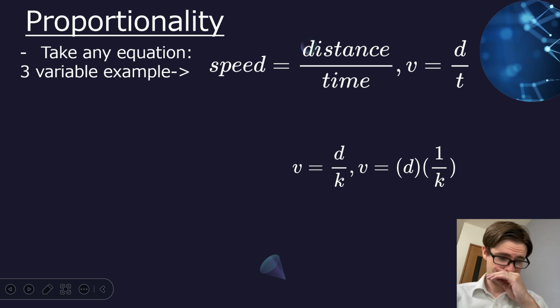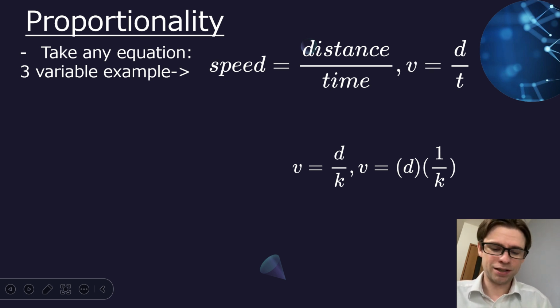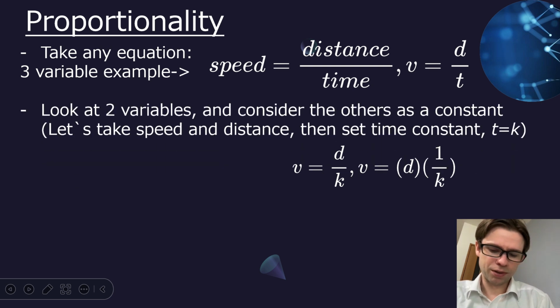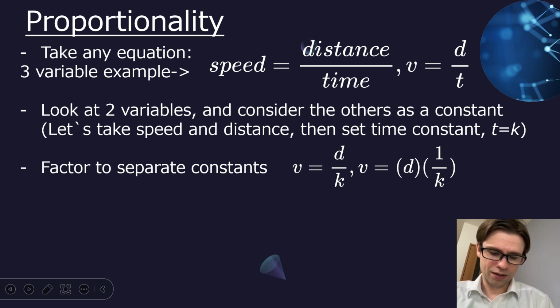You can take any equation. Take a 3-variable example. This is one of the simplest equations. Speed equals distance divided by time, or v equals d over t. Then you need to choose 2 variables. Consider the others as a constant. So let's take speed as a variable and distance. And we're going to set time as a constant. We're not interested in what happens when time is changing. So t equals constant k. That sets up our equation now as v equals d over k.